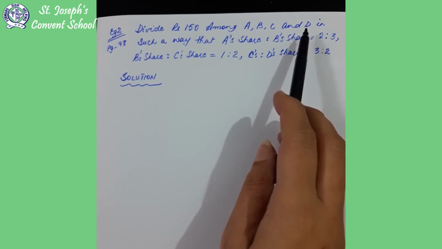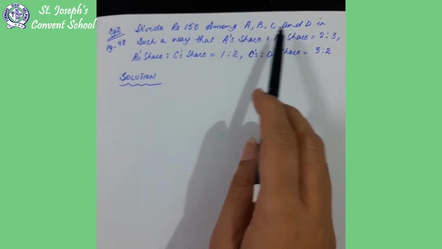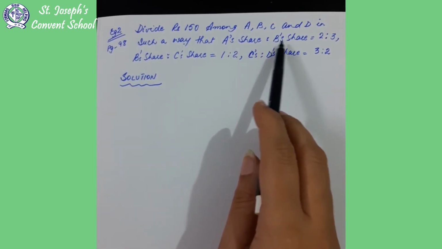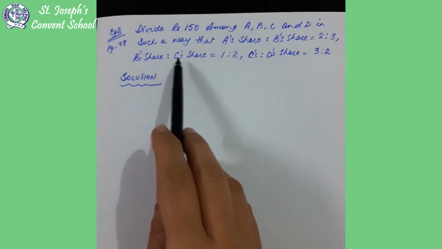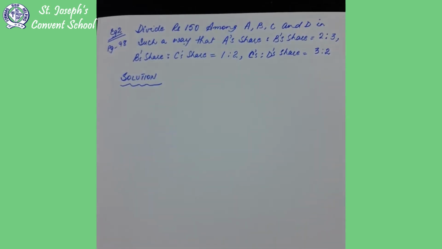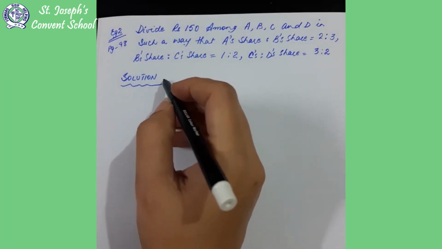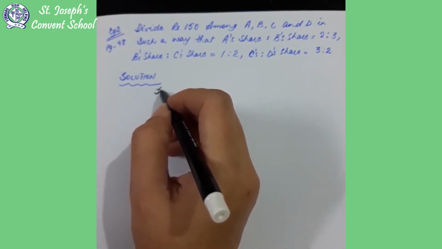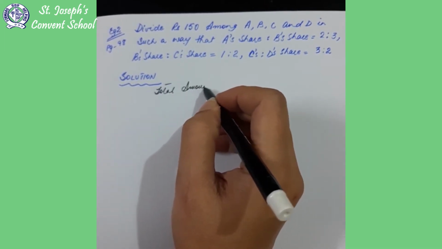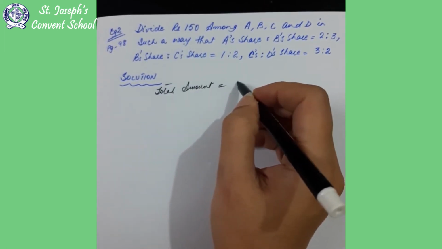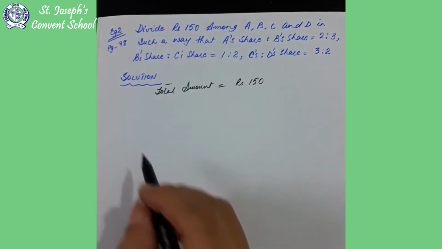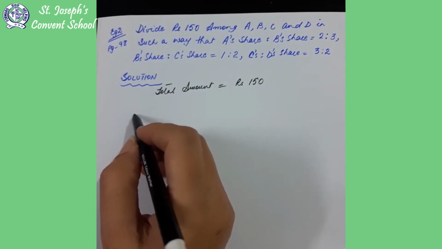There are four quantities. You can name them A, B, C, D in such a way that A's share to B's share is 2:3, then B is to C is 1:2, and C is to D is 3:2. So we will write all the shares. In this case total amount is given. So total amount is rupees 150.